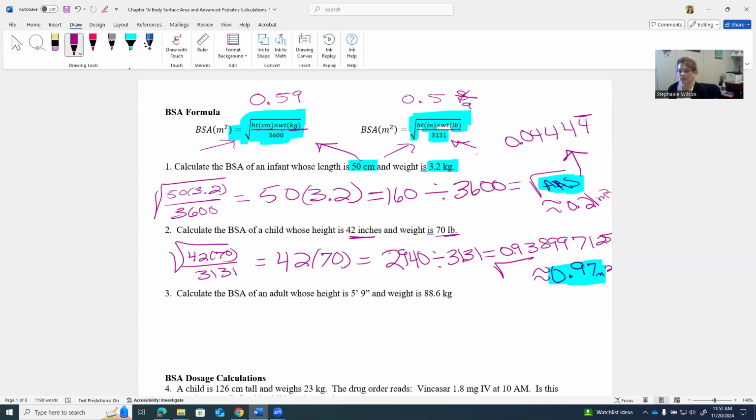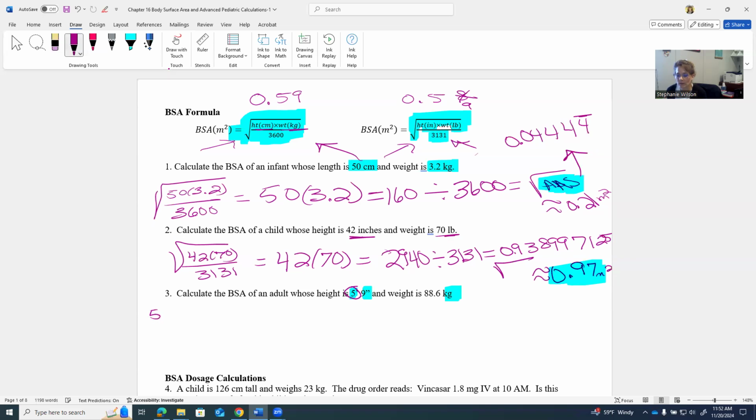Now let's do example 3. Oh, wow. This one's going to be a fun one. This one here is in feet and inches. And then we got kilograms. So we're going to use both formulas here. So this is what I was talking about. Also, we don't have a formula with feet. So we need to take this 5 feet and put it in inches.